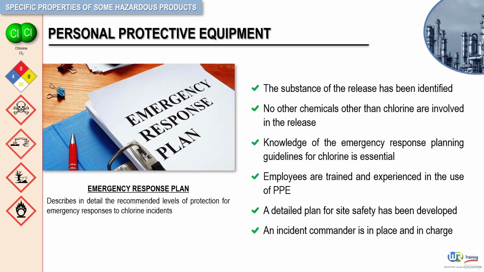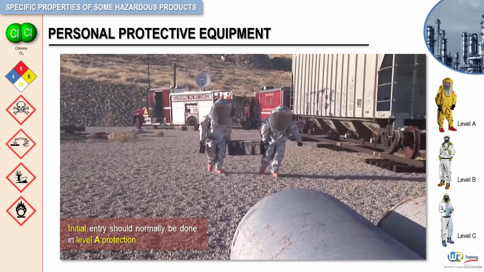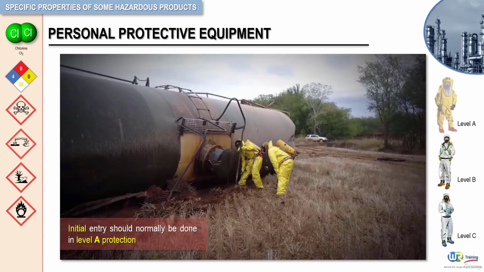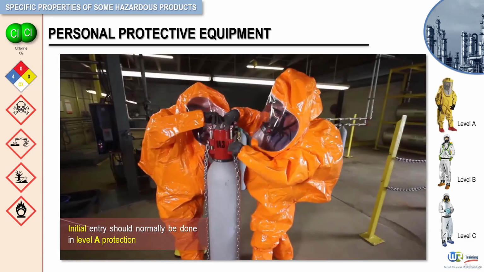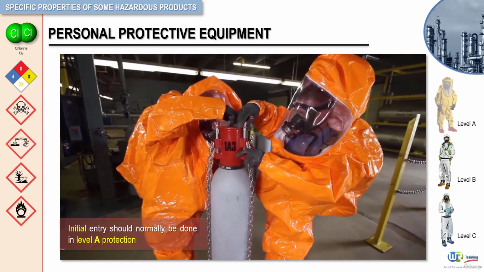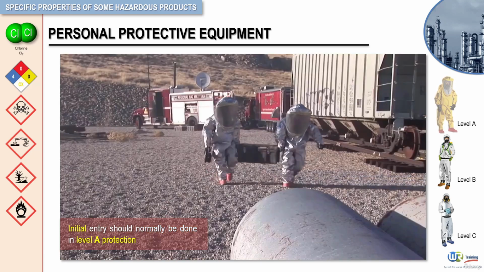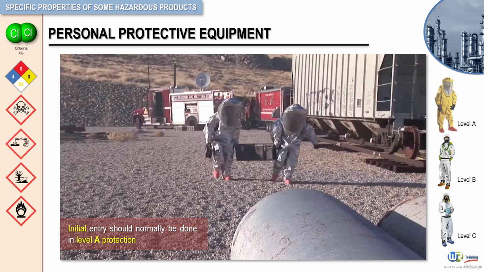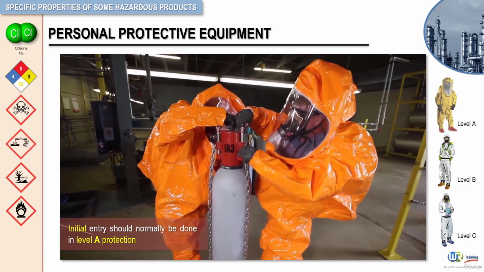Now, there are several levels of PPE, and its proper use is a complex topic. This video will cover the PPE that is recommended for a chlorine response. Initial entry should normally be done in Level A protection. By Level A protection, we mean air supply respirator with full face piece and auxiliary self-contained air supply, including escape air provision. Consideration can be given to lower the protection level of PPE after the situation has been assessed.